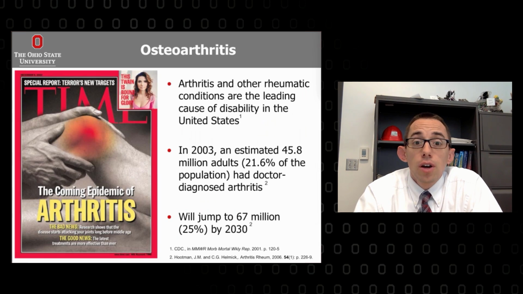Now, osteoarthritis and other rheumatic conditions are the leading cause of disability in the United States. Back in 2003, an estimated 45.8 million adults, or about 26.1% of the population, had doctor-diagnosed arthritis. As the baby boomers get older, this is going to jump to about 25% of the population, or about 67 million people in the United States will have doctor-diagnosed osteoarthritis.